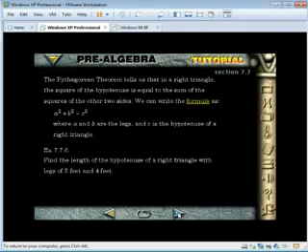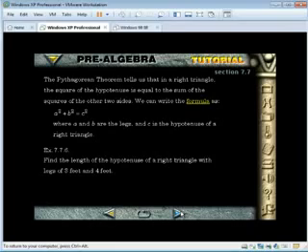The Pythagorean theorem tells us that in a right triangle, the square of the hypotenuse is equal to the sum of the squares of the other two sides. We can write the formula as a squared plus b squared equals c squared, where a and b are the legs and c is the hypotenuse of a right triangle.